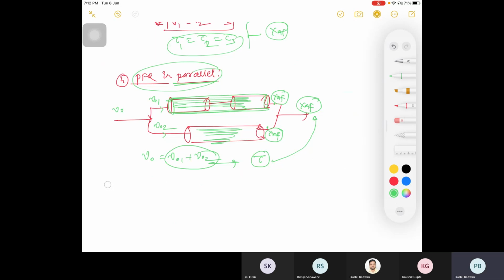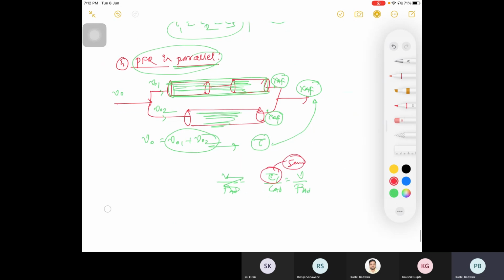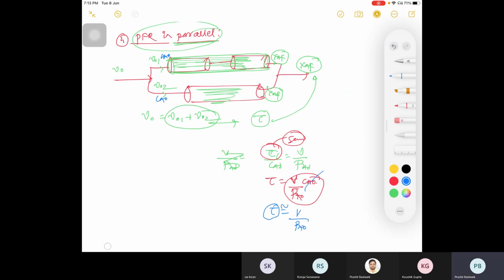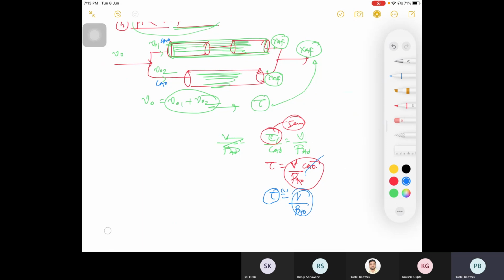So there are two cases. One is V divided by Fa naught, or I'll say here tau divided by Ca naught is equal to V divided by Fa naught. So for tau to be the same, V divided by Fa naught into Ca naught should be the same. And Ca naught is the same in both cases. Here your concentration will be Ca naught, and here also Ca naught, so you will have V divided by Fa naught equal to tau, or equivalently times C. Tau should be the same, or this ratio should be adjusted such that you will get the same tau.